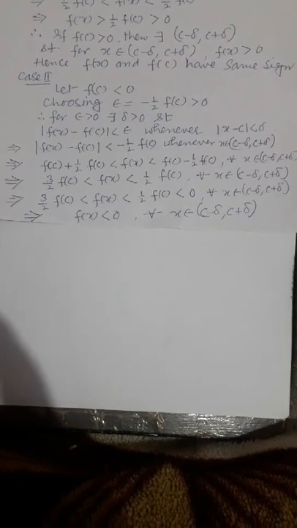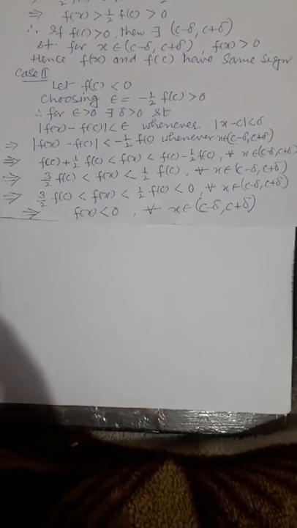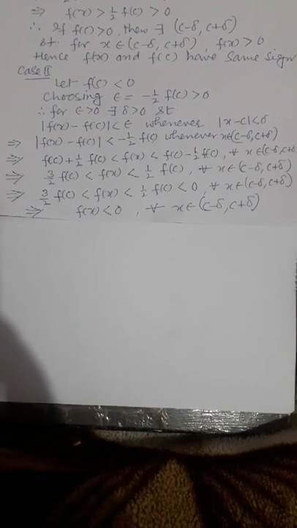Now we check here. f(x) is less than 0 for all x belonging to (c minus delta, c plus delta). So this is the end of the theorem. It is a complete proof of the theorem.